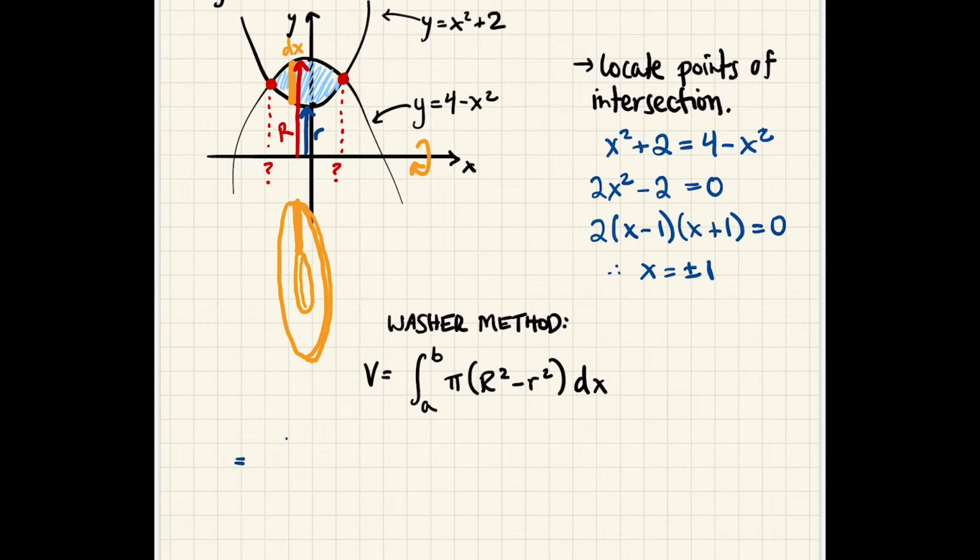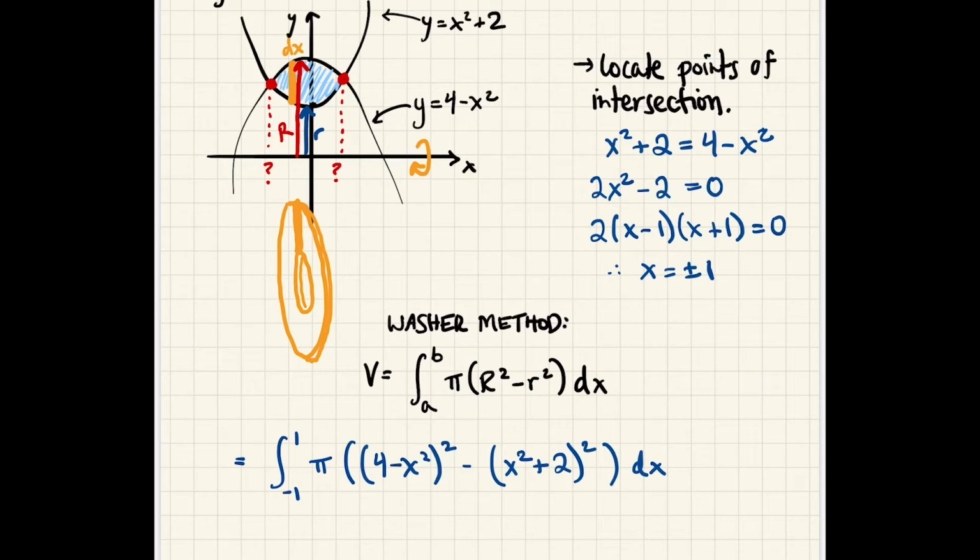Okay, so we've decided that this is from -1 to +1 of pi times capital R. Well, what is our capital R? Well, capital R is just the upper function here. So that's going to be 4 minus x squared, and that's being squared, minus the lower function, which is x squared plus 2, and that's being squared. And there's our integral.